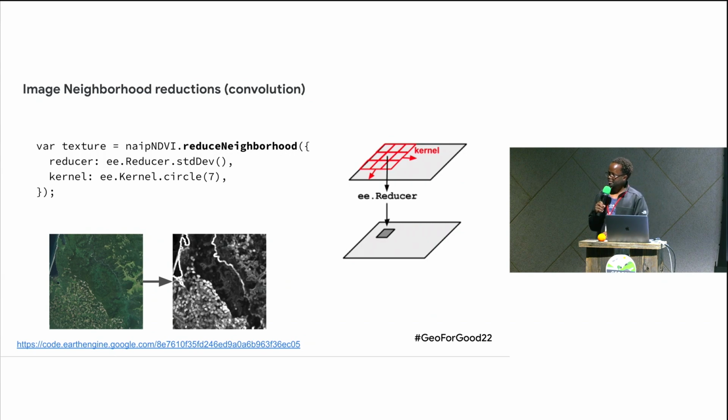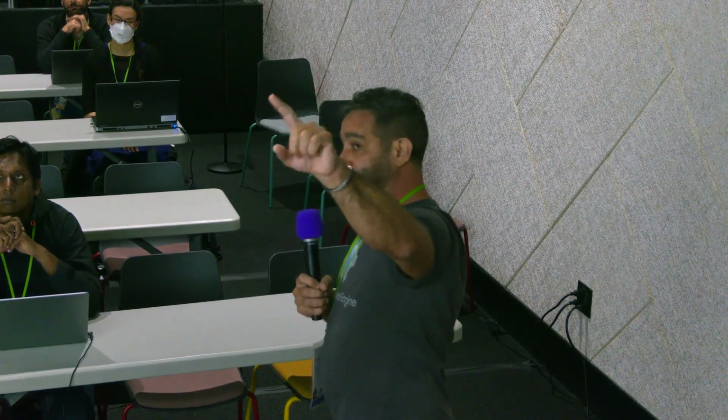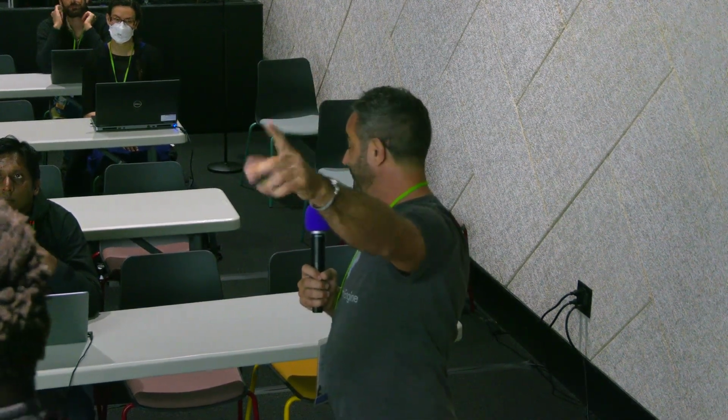The important thing in this is reduce neighborhood. This is a convolution for those familiar with image processing. Reduce region performs a convolution which may or may not be linear. You can use a linear sum or average or something in there, or you can use a nonlinear reducer such as median or mode. And the kernel size, the 7, is actually pixel radius. So if you want to have a small kernel, adjust that to change the size of your kernel.